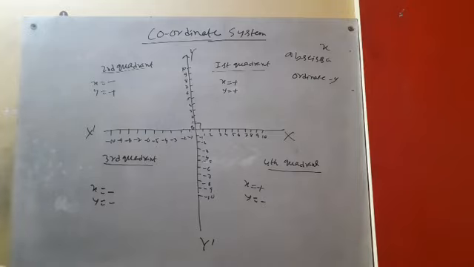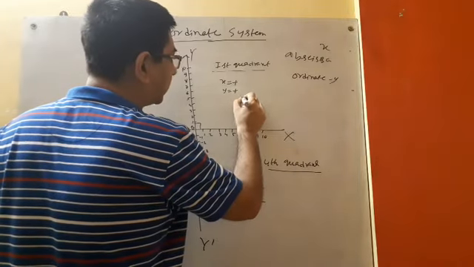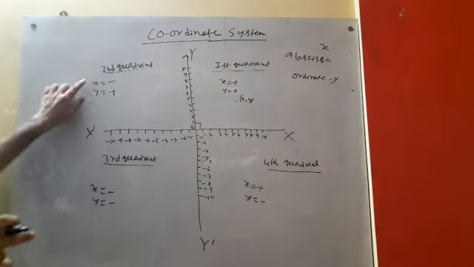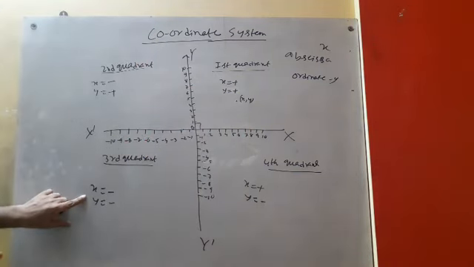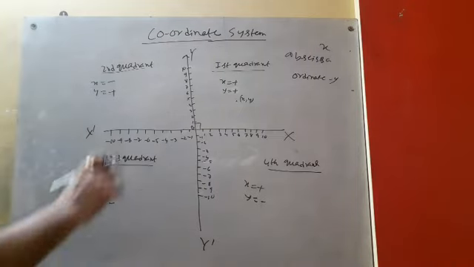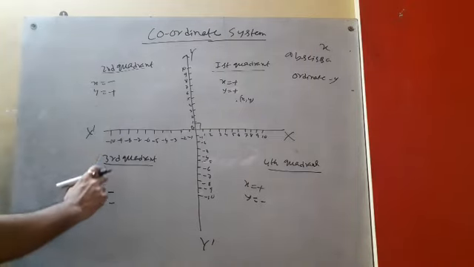Now what is x and what is y? Suppose this point is x comma y. Look, here x and y are positive. Here x is negative, y is positive. Here x negative, y negative, and here x positive, y negative. First quadrant, second quadrant, third quadrant, fourth quadrant.